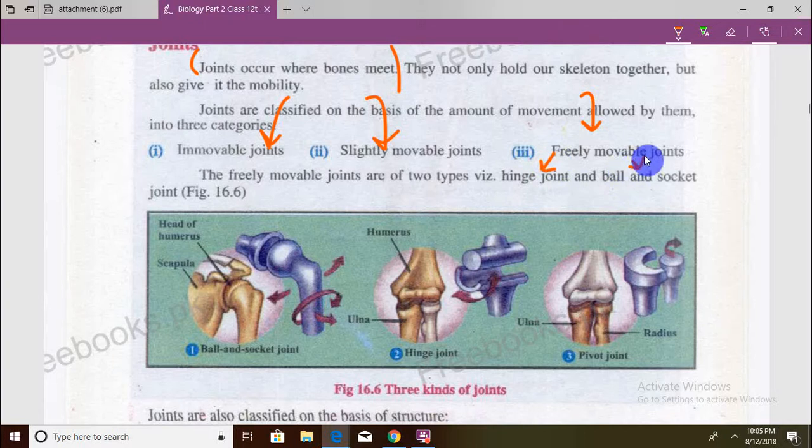This is important. This further division is important. Freely movable can be further divided into ball and socket in addition to hinge joint.